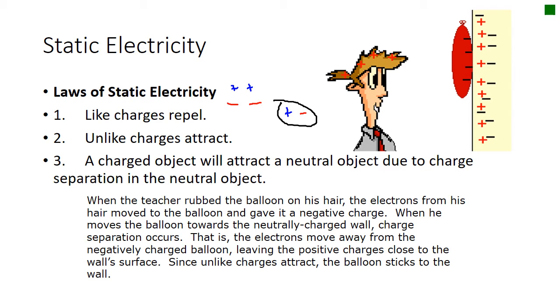A charged object will attract a neutral object due to charge separation in the neutral object. A neutral object is made up of both positive and negative charges. So if you have a charged object approaching a neutral object, it will attract the neutral object, because the charges within the neutral object realign themselves so that the opposite charge, which is attracted, goes towards the side closest to the charged object, and the charges that are the same as the charged object go away to the other side of the neutral object. That's indicated here in this diagram.